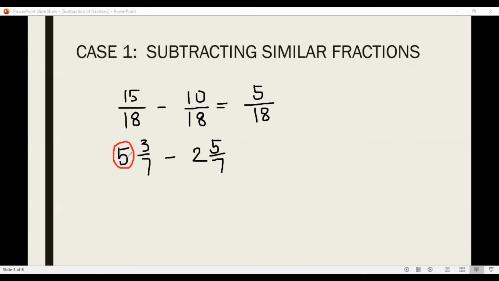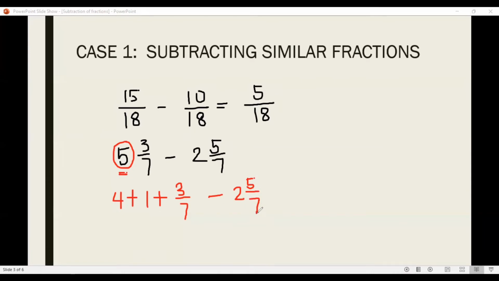So we have 5. And since we need to regroup, there should be 4 plus 1 plus the 3 over 7, which is the fraction involved here. So again, the 5 is now renamed as 4 plus 1. That is basically the 5 that we are dealing with. And then 3 over 7, we still have it here. And then, of course, the 2 and 5 over 7. So our subtrahend here, which is 2 and 5 over 7, has to wait for the proper minuend.